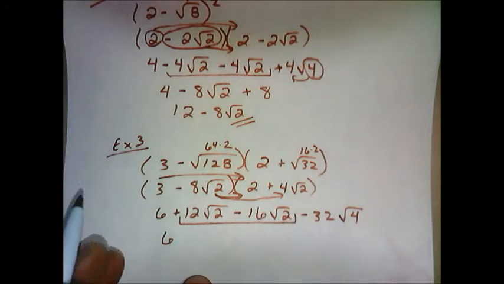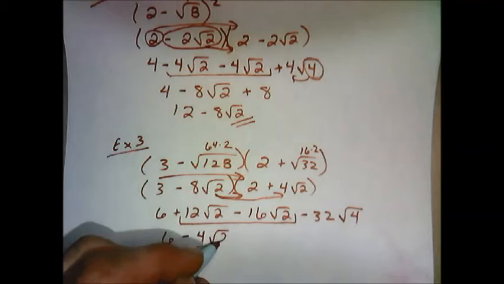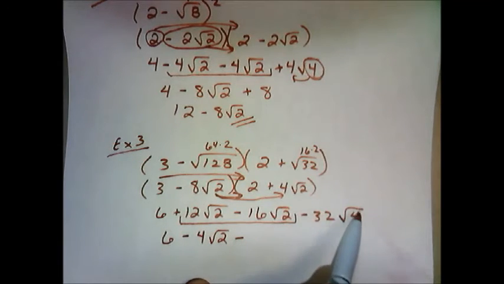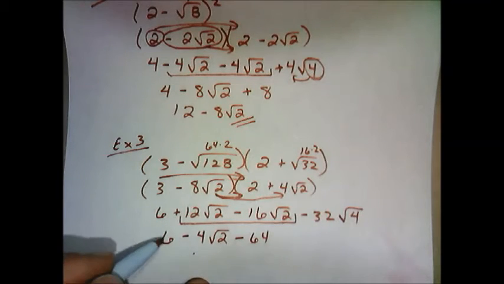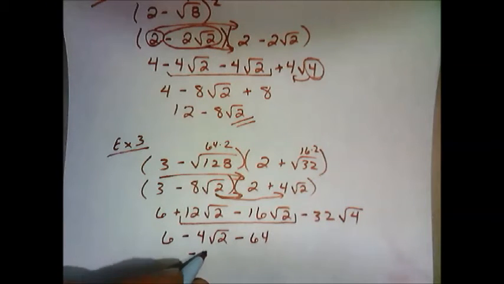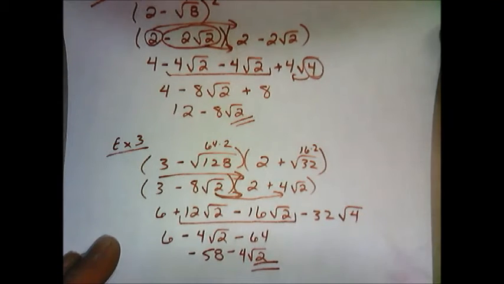So we have 12 minus 16 gives us negative 4 radical 2, and negative 32 times 2, the square root of 4 is 2, gives us negative 64. So if I take 6 minus 64, I end up with negative 58 minus 4 radical 2. Can I combine those two? No. So there's our final answer: negative 58 minus 4 radical 2.